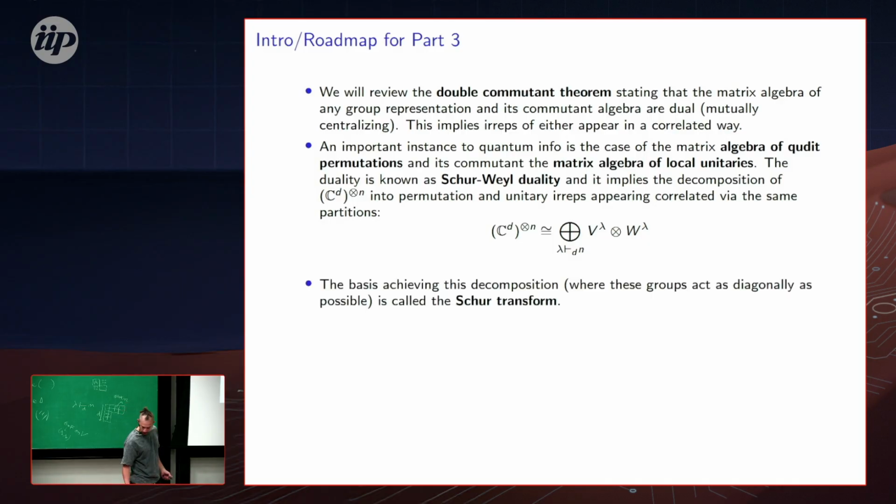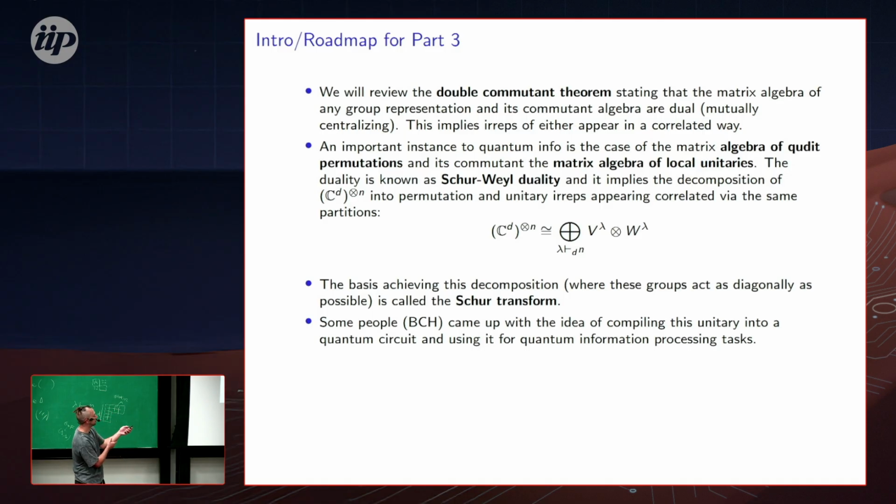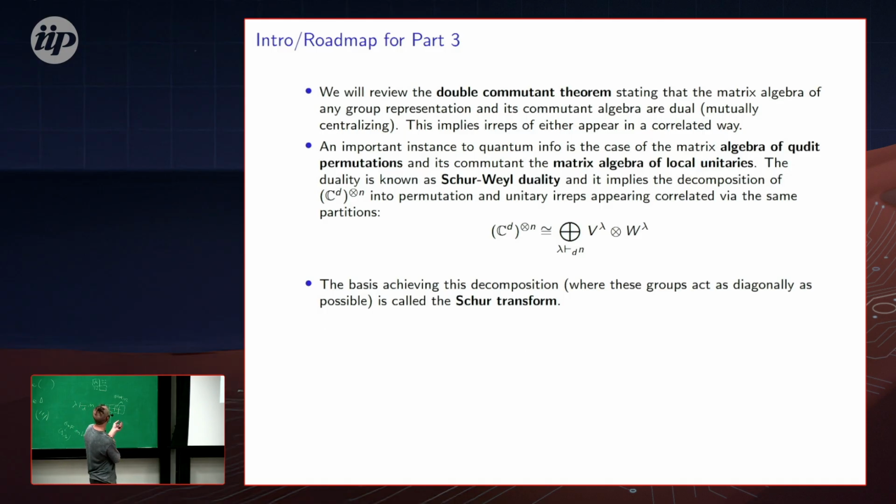Okay, the basis achieving this decomposition is called the Schur basis, and the transform that takes the computational basis to the Schur basis is called the Schur transform. This is nice to know. Maybe it was not clear, but in this basis, both groups act as diagonally as possible. They mix vectors as minimally as possible.